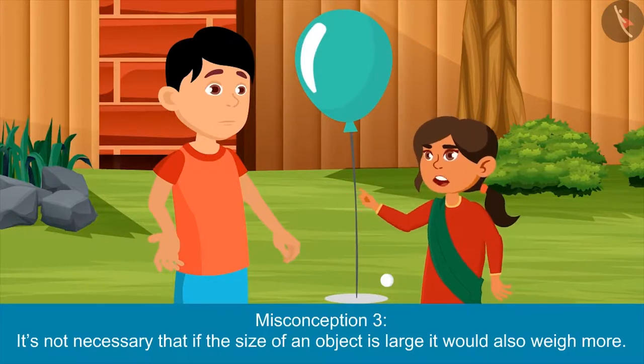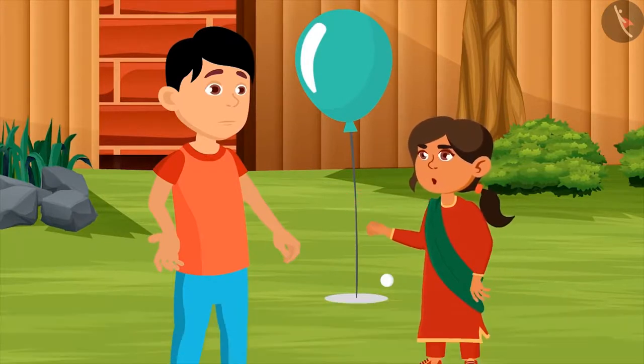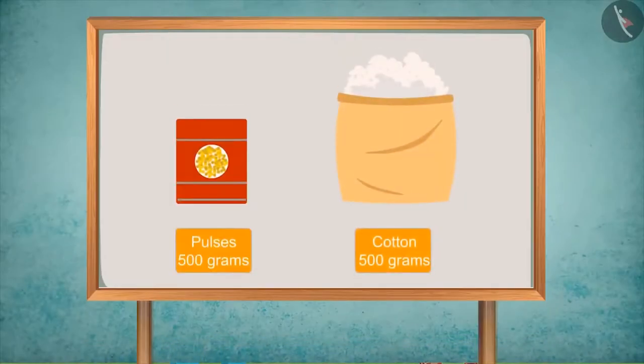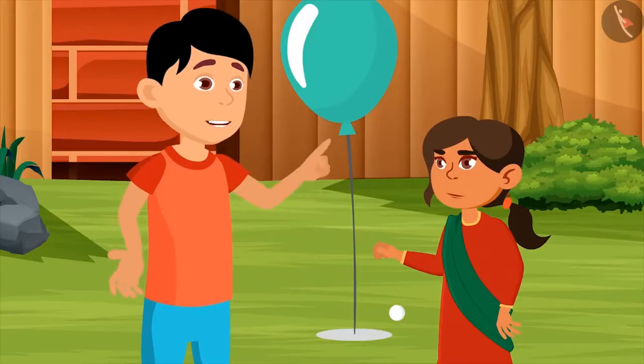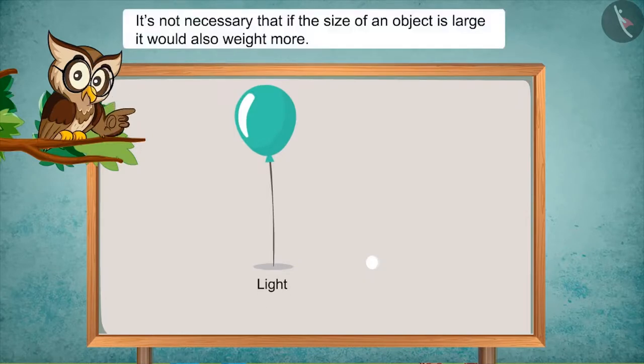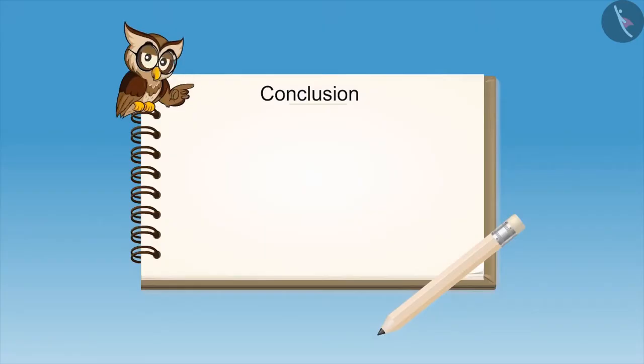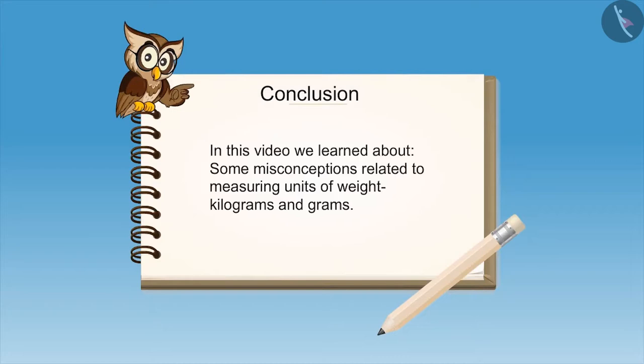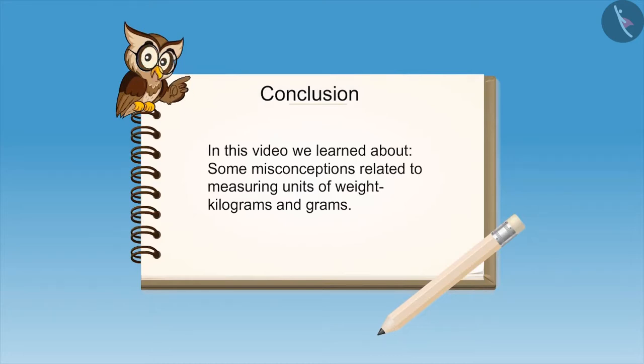Oh yeah, just now we saw how a large quantity of cotton was equal to the weight of a comparatively smaller quantity of pulses. Yes, now you understood well. Kids, always remember, the weight of an object doesn't depend upon how big or small it is, but upon the heaviness of the object. So, kids, in this video, we learned about some misconceptions related to measuring units of weight, kilograms and grams.